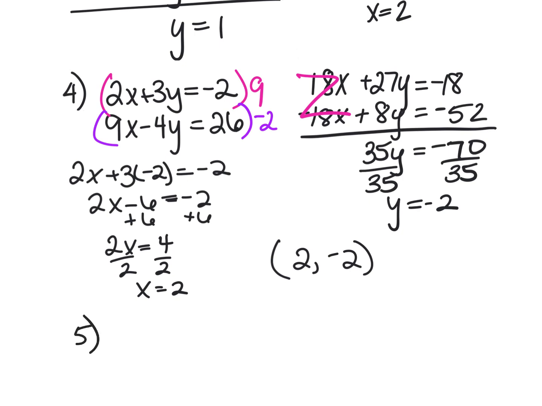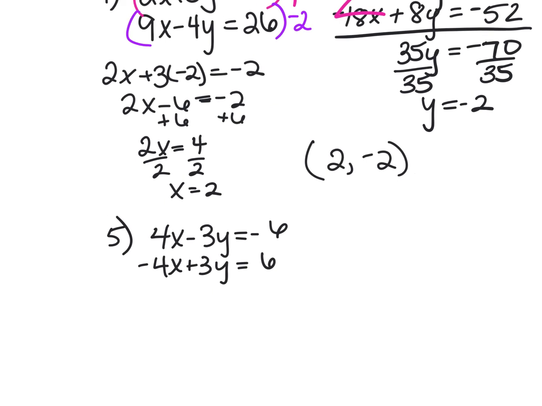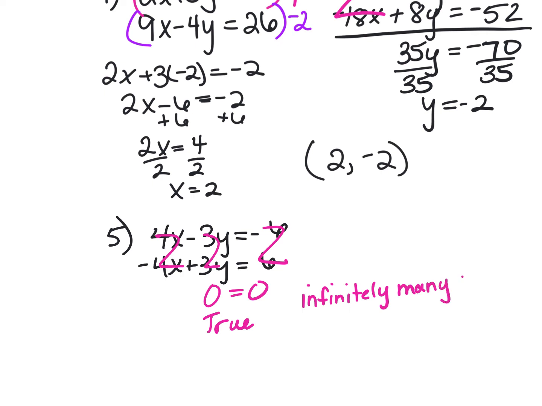Okay, and the last one, which is super short: 4x minus 3y equals negative 6, and negative 4x plus 3y equals positive 6. What happens when I add these together? 0. 0 equals 0, which is true. So what does that mean about my solutions? Infinitely many solutions. And Miss Whip wrote "infinite many solution" on your note, so that's a little abbreviation.